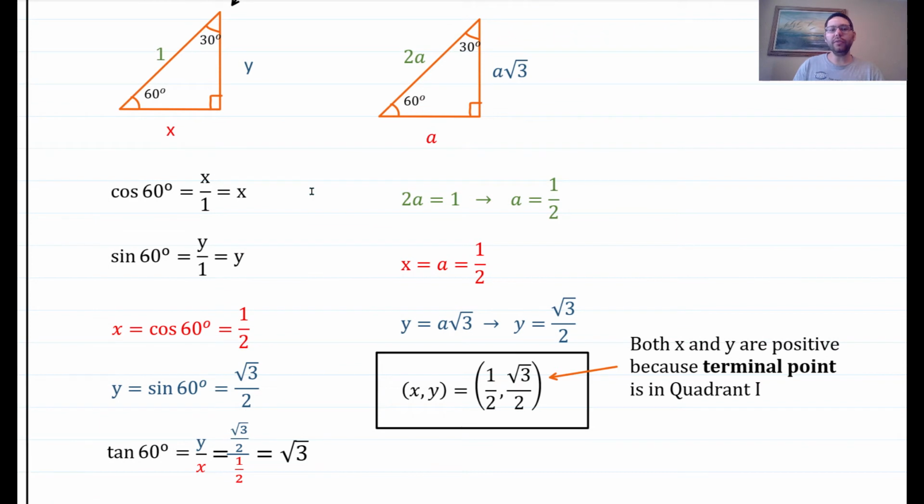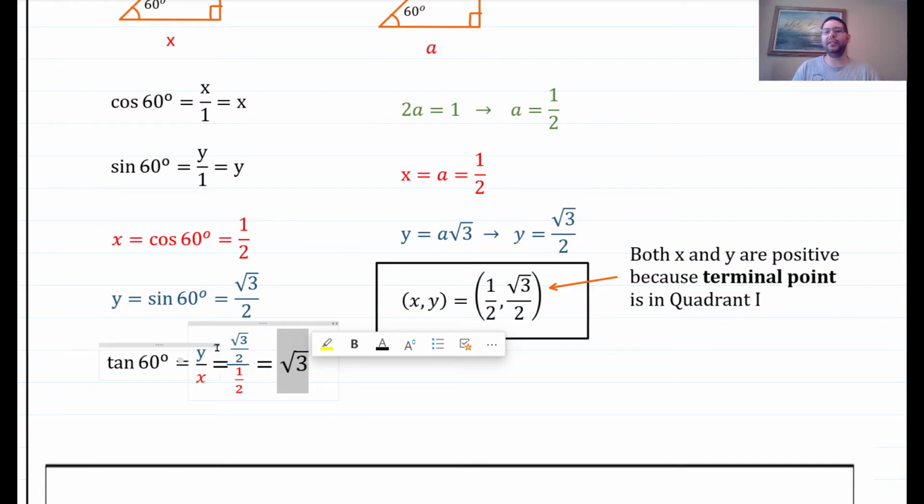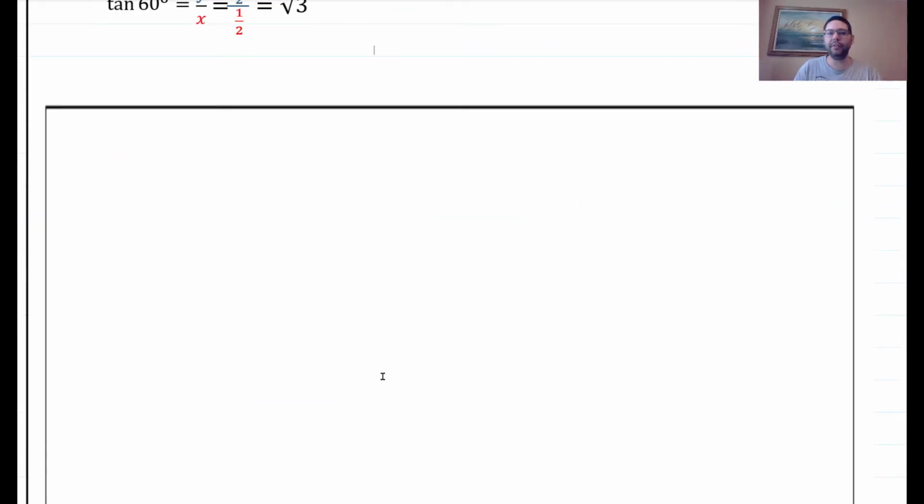Now, if we wanted to do secant, remember secant is the flip of the cosine, then we would just have to flip x over 1 and make it 1 over x. If we wanted to find cosecant, we would have to flip y over 1 and call it 1 over y. If we wanted to find cotangent, then instead of y over x, we're going to do x over y and then get cotangent. All right, so a couple of little side notes there.